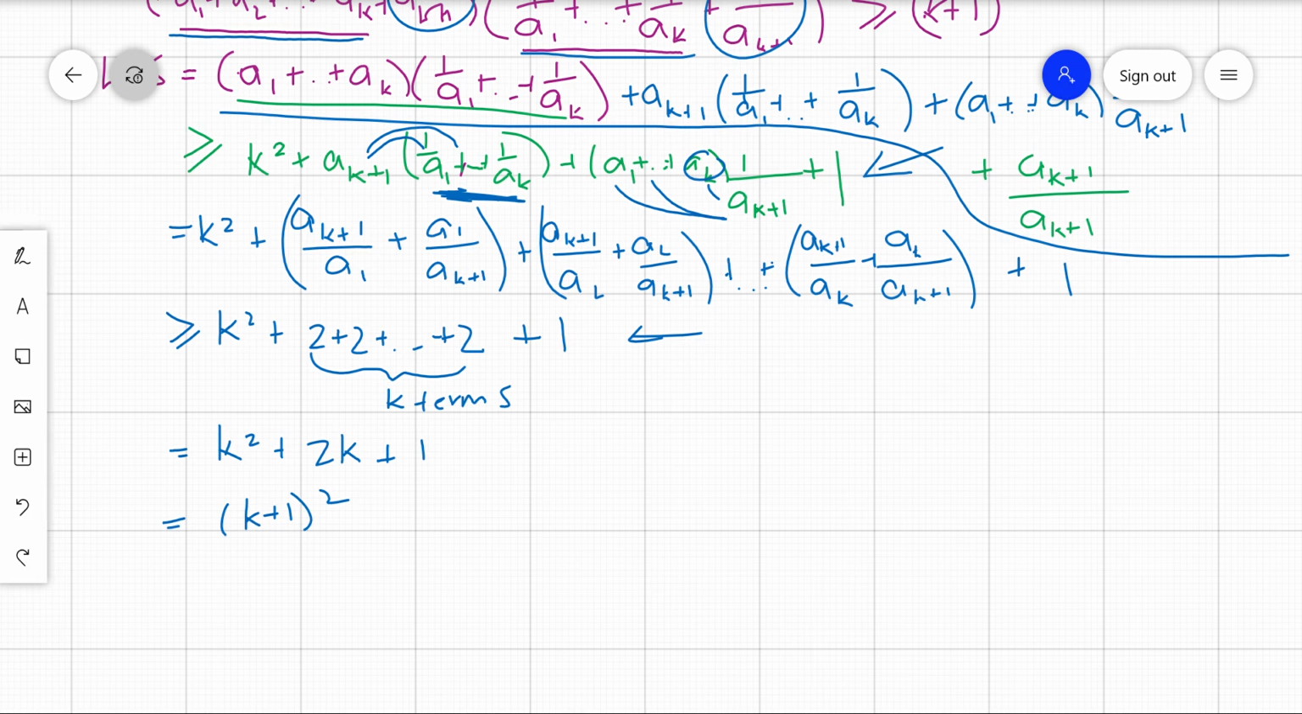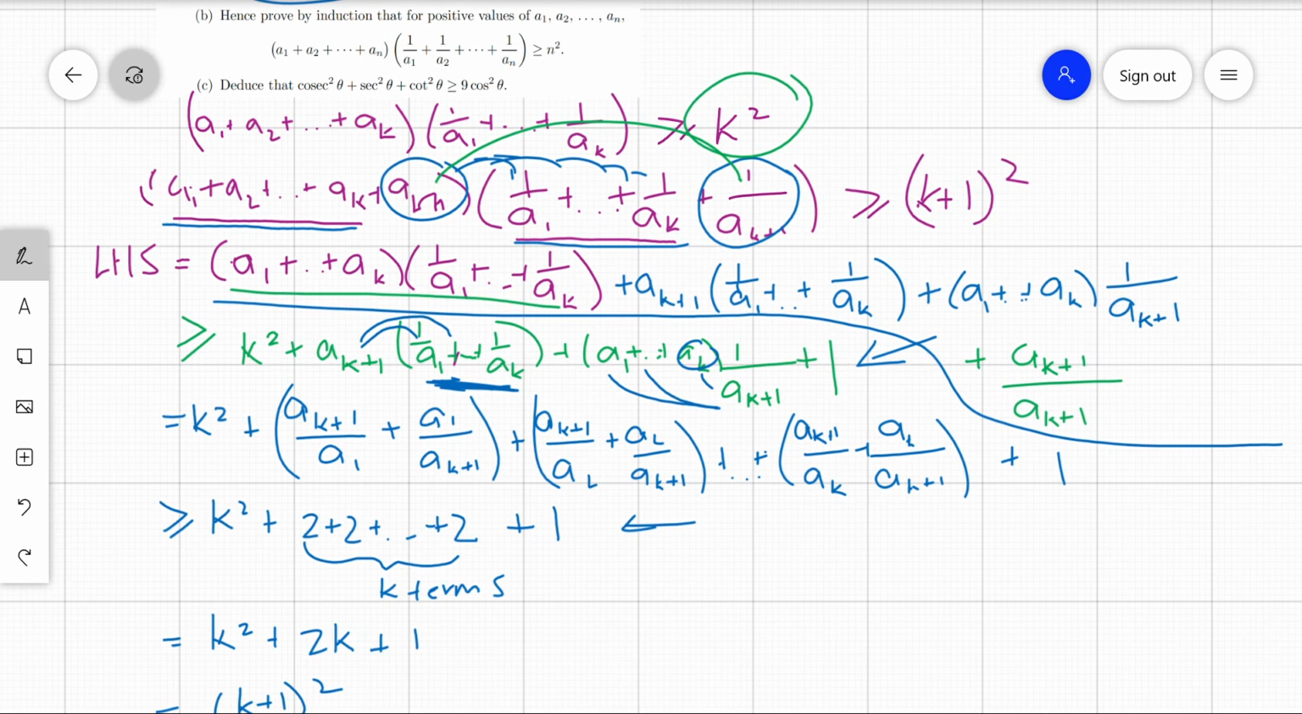So that does give us what we were looking for. We were looking for this line here. So we do get that, so our inequality is true there. So our P(k) implies our P(k+1), etc., etc.